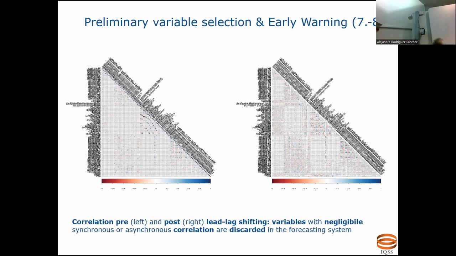So this is the correlation matrix. This is really correlation, not covariance, between all these variables in the model. And this is the correlation after shifting each variable by the amount of time that the lead-lag analysis said. And you can see emerging correlation from this picture. So all of them are taken into account. Those that after shifting present zero correlation are removed from the analysis.